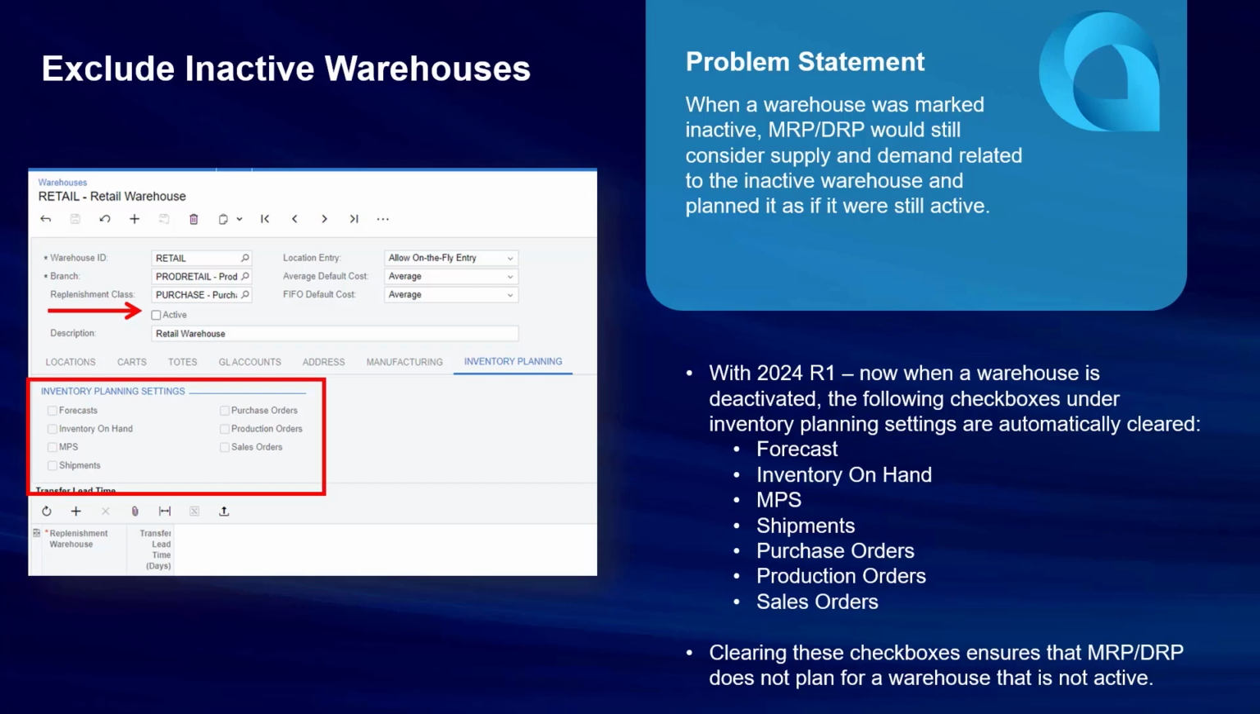Now, with 2024 R1, when a warehouse is made inactive by clearing the active checkbox, this will automatically deselect all of the selections previously made on the Inventory Planning tab. Let's see how this works.